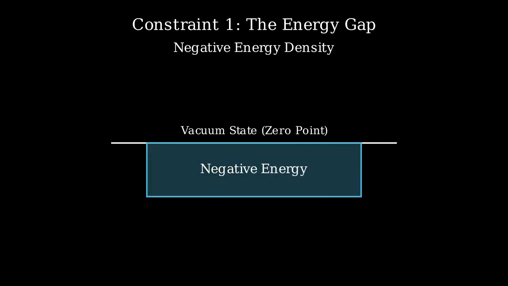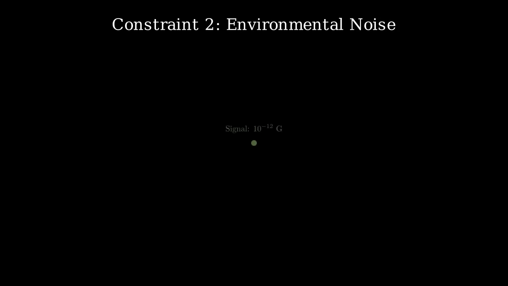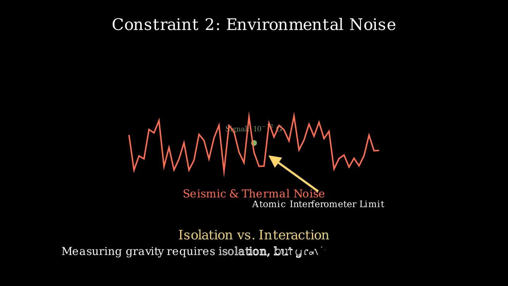Theoretical models for gravity control often rely on negative energy density. In physics, we usually treat the vacuum state as the 0 point. Creating stable negative energy, shown here below that baseline, might actually violate fundamental energy conditions and lead to catastrophic instability. Our second hurdle is environmental noise. The signals we need to detect or generate are incredibly tiny, around 10^-12 G. This signal is easily drowned out by a chaotic sea of seismic and thermal noise.